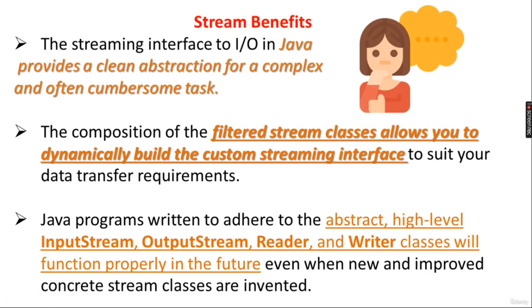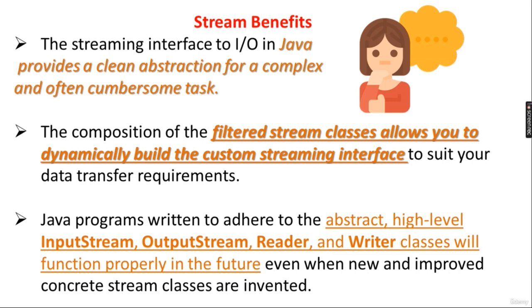Okay. Stream benefits. So what are the benefits we have understood till now? We are learning Java input output in the previous session. In the previous chapter also we learned a lot about it, and here also we learn a lot about it. What is the benefit? Now we will see them. The streaming interface to input output in Java provides clean abstraction for complex and often cumbersome tasks. So abstraction is provided first of all.